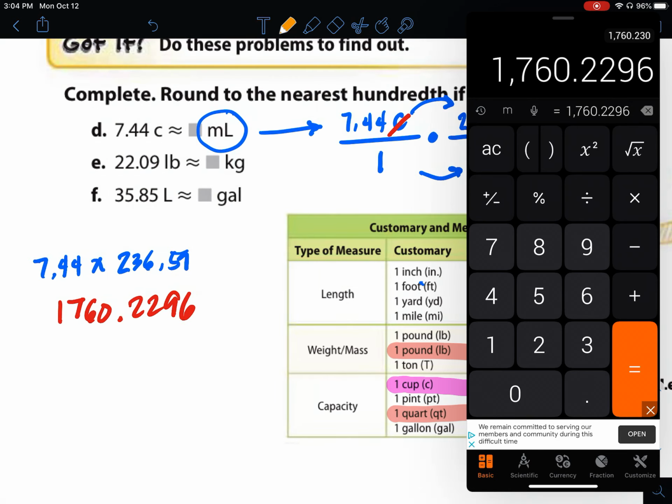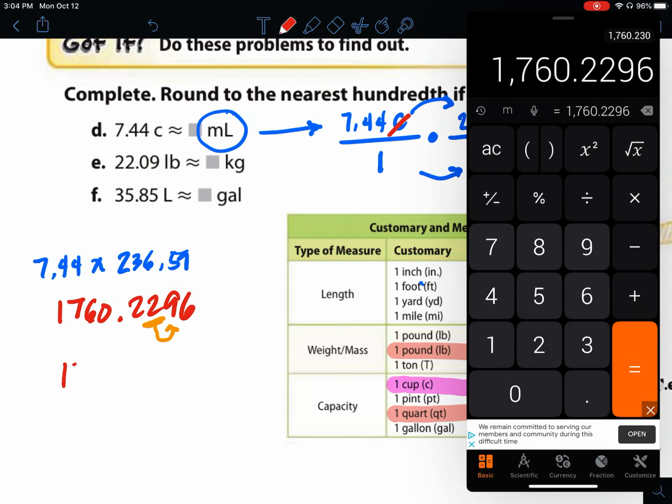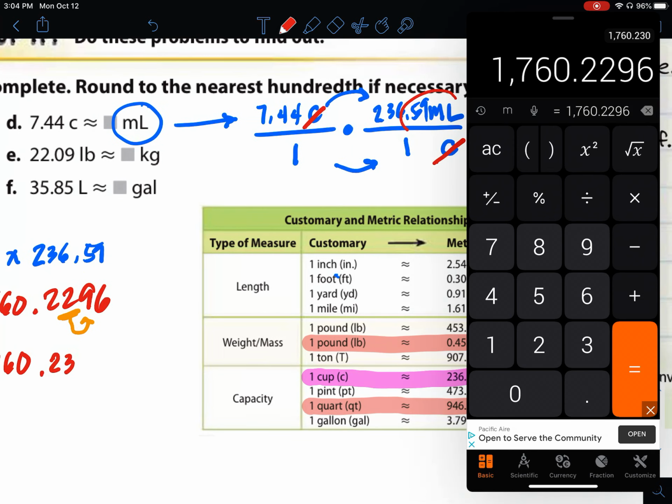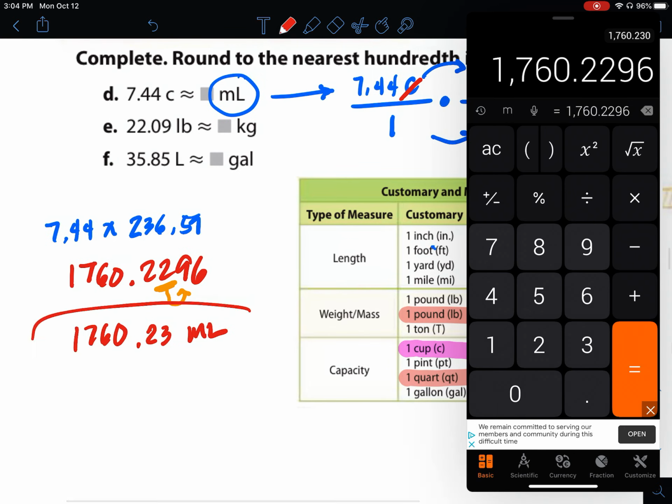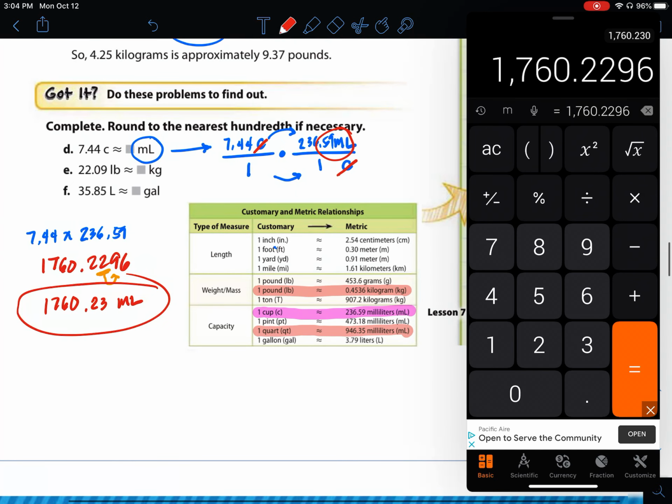But remember, we want to round to the nearest hundredth. The nearest hundredths place is this. So we look at the digit to the right, which is a 9. So therefore, this rounds to 1,760.23, and the unit would be milliliters. Okay, so that's the answer for letter D. Do E and F on your own using the dimensional analysis.